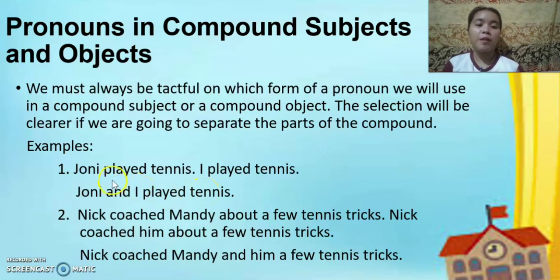But remember, class, to make it easier, we separate them. Joni played tennis, I played tennis. Okay? Second example. Nick coached Mandy about a few tennis tricks. Nick coached him about a few tennis tricks. So these are the two sentences that we separated. If they will be put into one sentence, they are objects because they refer to the same thing. So Nick coached Mandy and him a few tennis tricks. Okay, we just use "and," right? We join them because they have the same thought of knowing a few tricks from Coach Mandy. Okay, so let us be mindful about that, class.